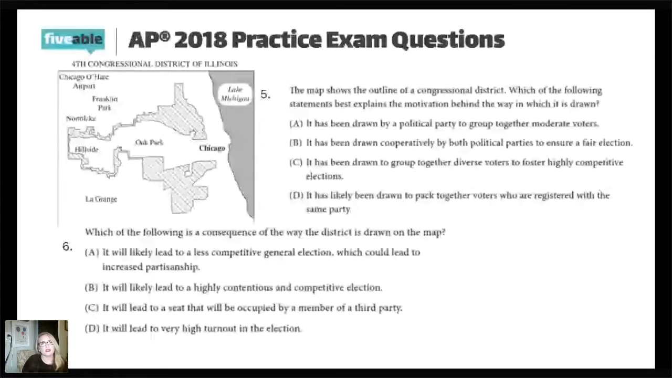So if you're a Democrat and you're in charge of the state house, you might draw a district in a way to get 65% Democrats. And that's probably always going to win an election for you. Okay. So I want you to read these two questions and get an answer to them, and then I'll respond to Dakota about majority-minority districts.